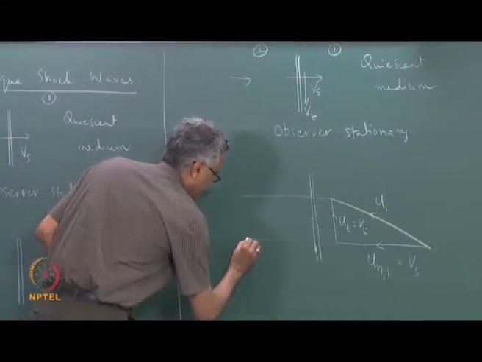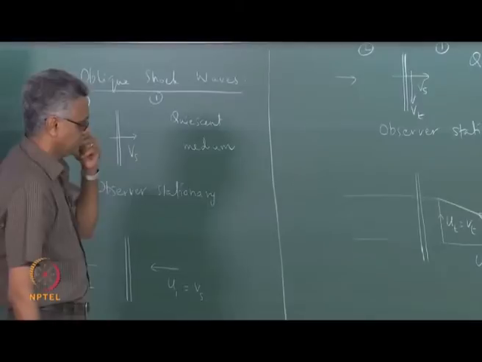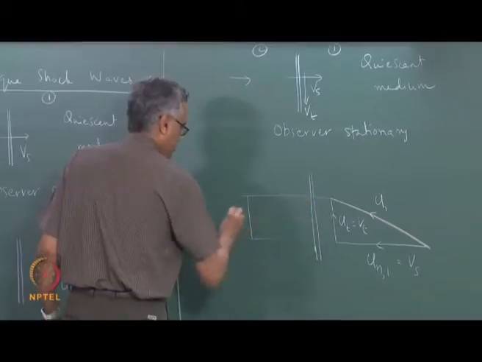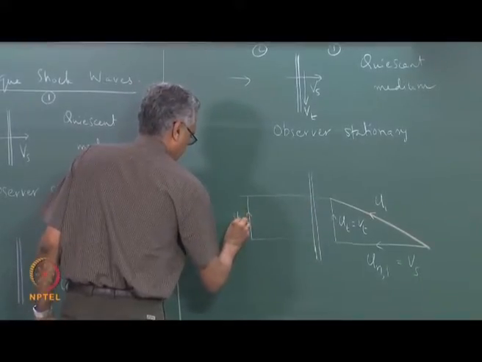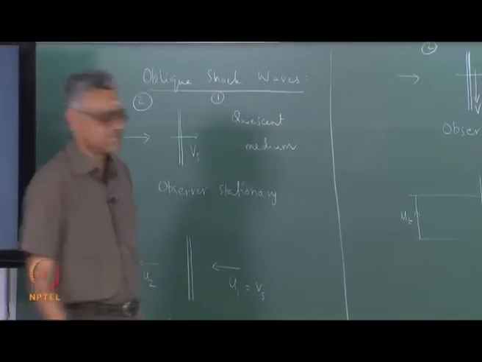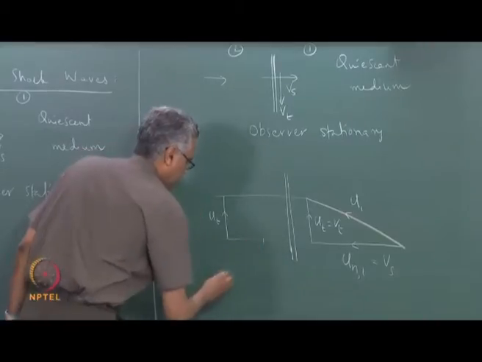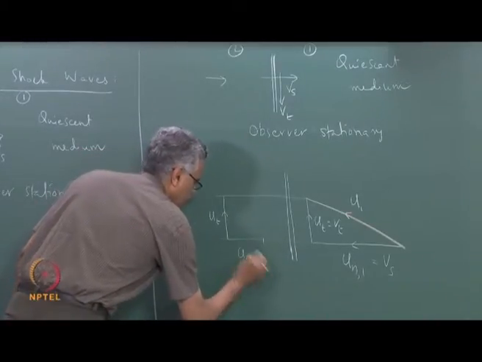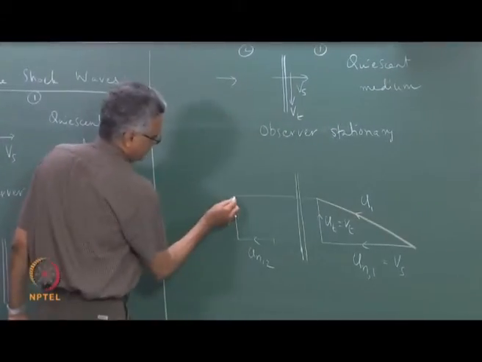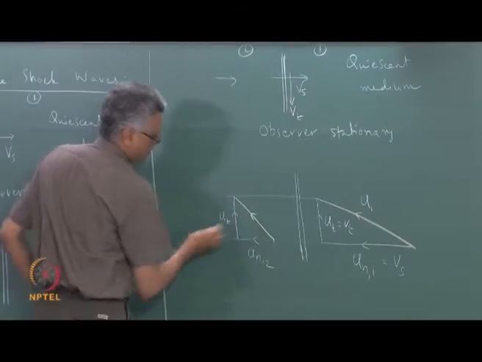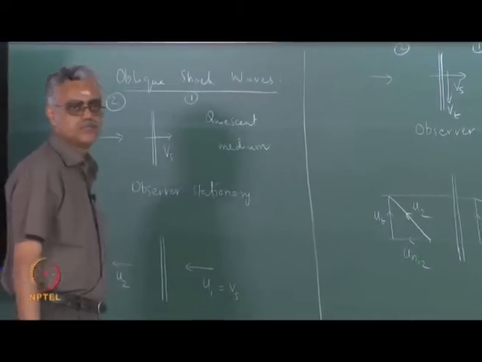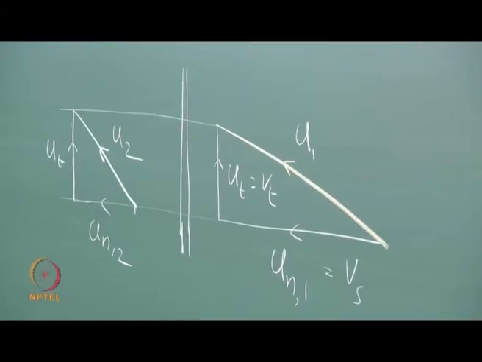So that means if this is my tangential component which remains the same, my normal component is less than what it was before, let us say something like this. So let us call this un2, this is normal to the shock wave. So now the resultant vector, this is u2. Is that clear?